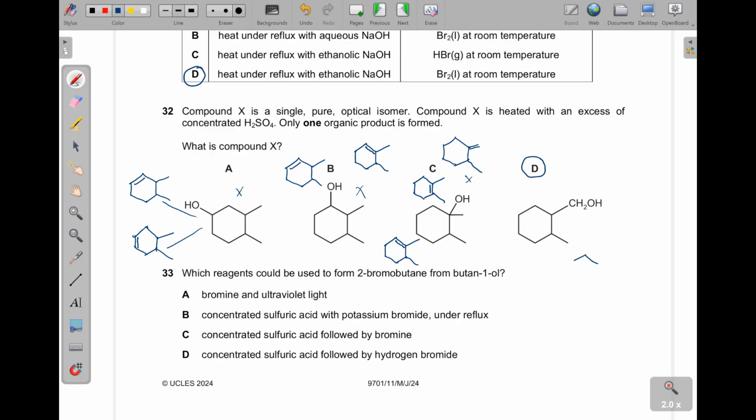Now here we are going to have this one here. Of course, now this one will lose the OH, and then this adjacent carbon here, this is the only adjacent carbon to this one, so it will lose the hydrogen it has, and then we get a double bond there. So meaning we are going to have a double bond here, just like that, and it is the only organic product, you see. So the answer is D.